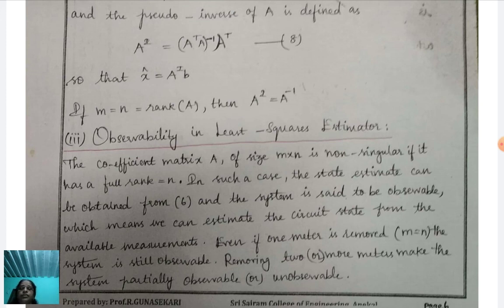Third one is observability in least square estimation. The coefficient matrix A of size m into n is non-singular if it has a full rank equal to n. In such a case, the state estimate can be obtained from equation 6 and the system is said to be observable, which means we can estimate the circuit state from the available measurements only. Even if one meter is removed, that is m equal to n, the system is still observable. So removing 2 or more meters makes the system partially observable or unobservable.